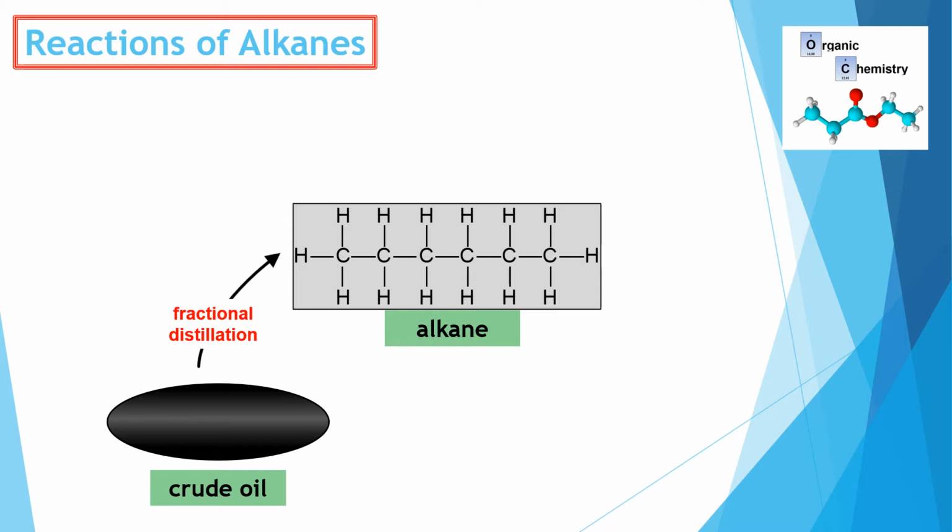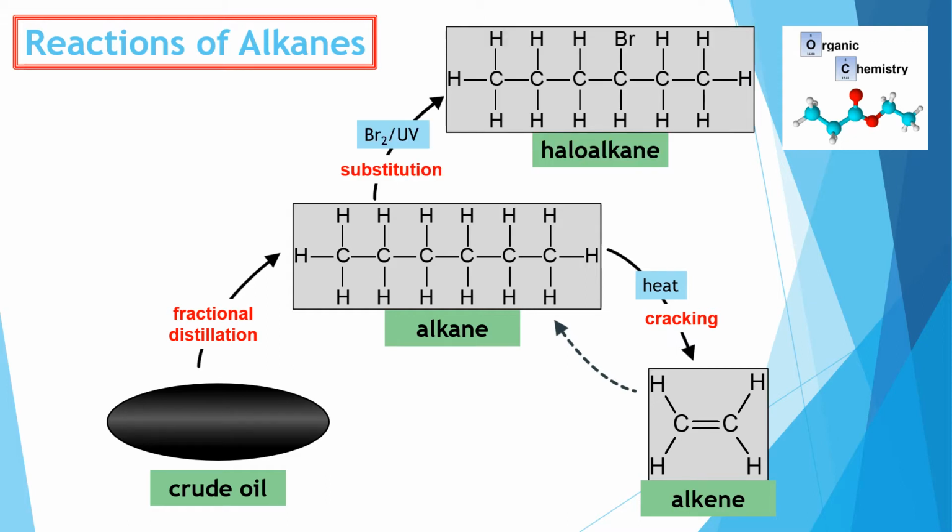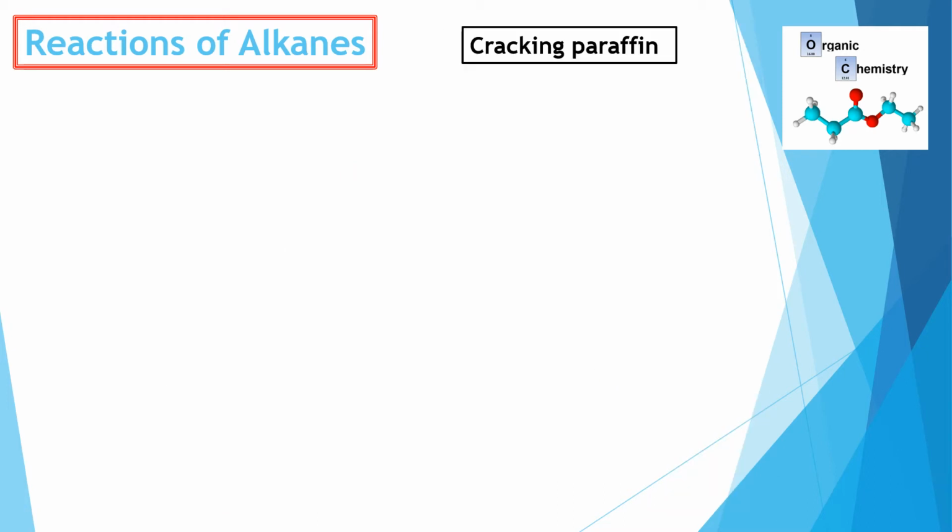But what are the reactions of alkanes? There's two reactions we can look at specifically. The first one is cracking, and this is where we make alkenes from alkanes. And the second one is a substitution reaction where bromine replaces a hydrogen. So let's look more closely at these two reactions.